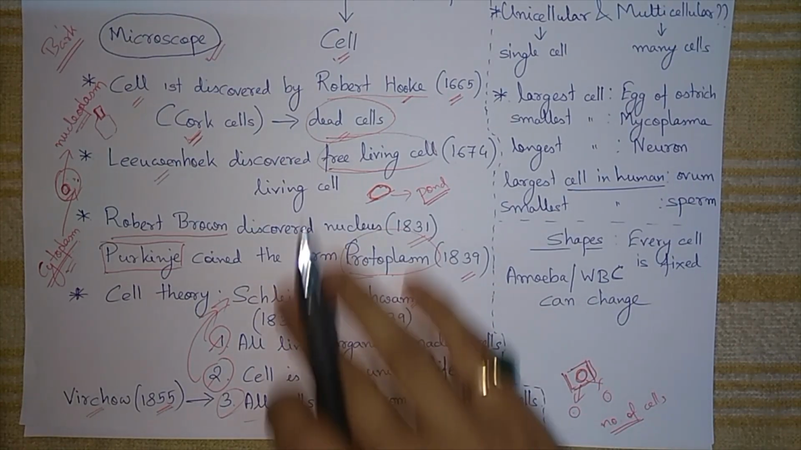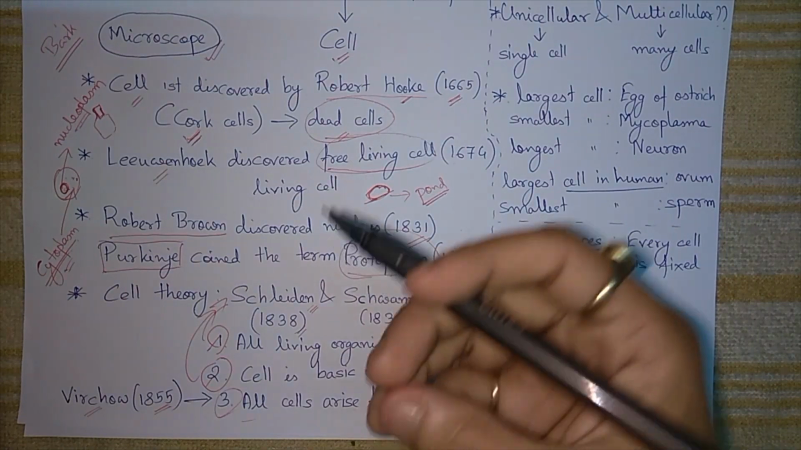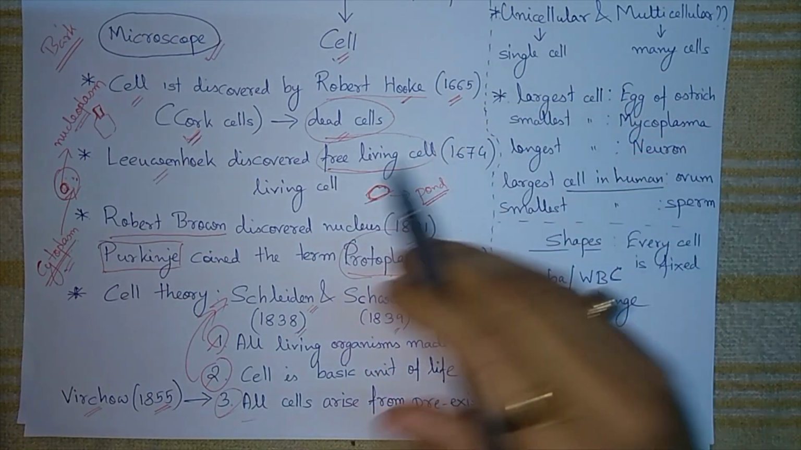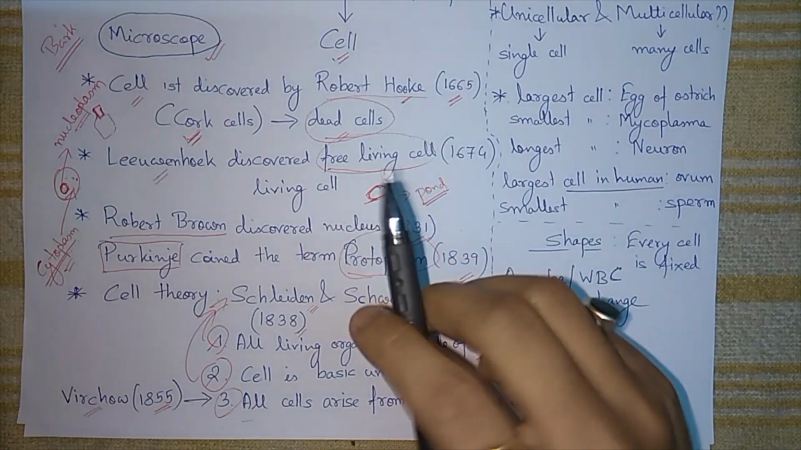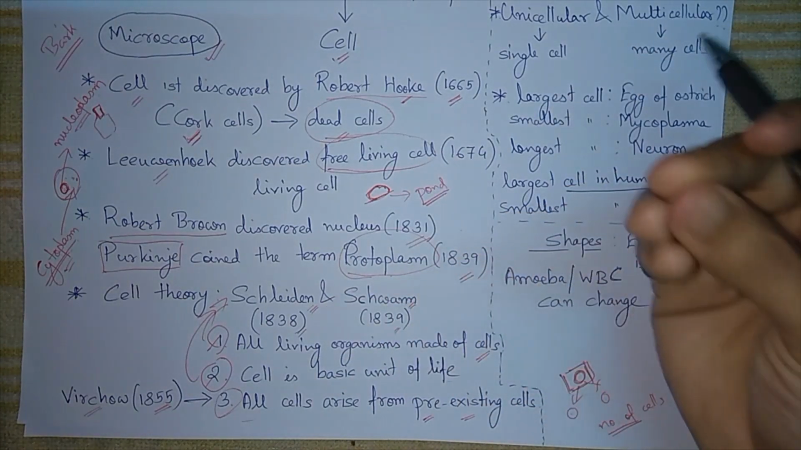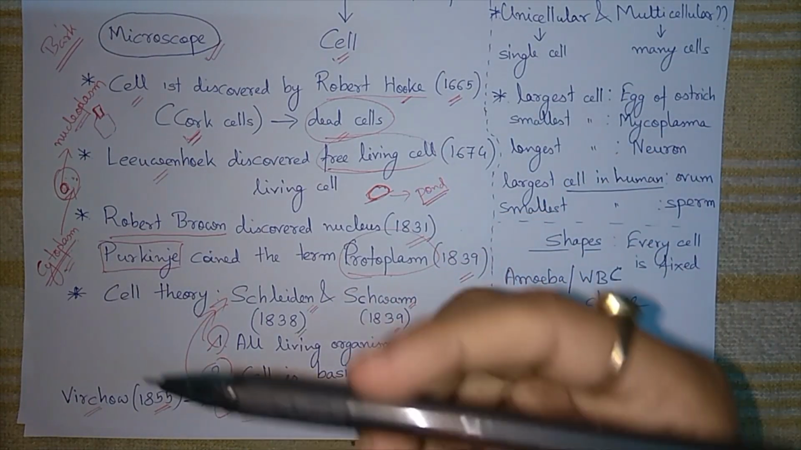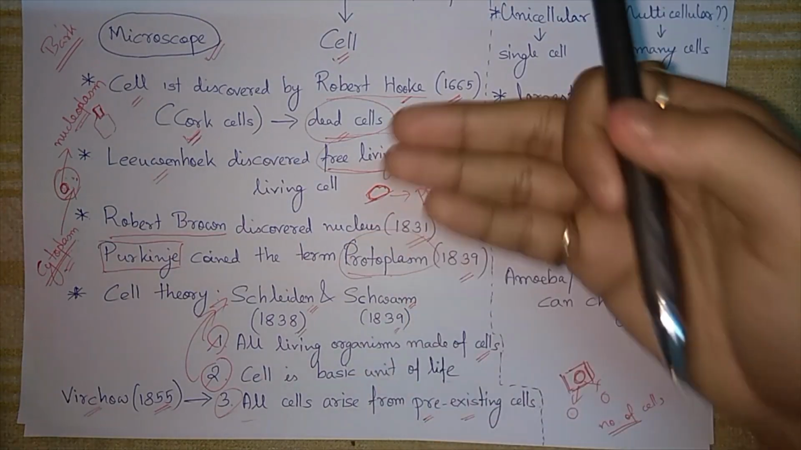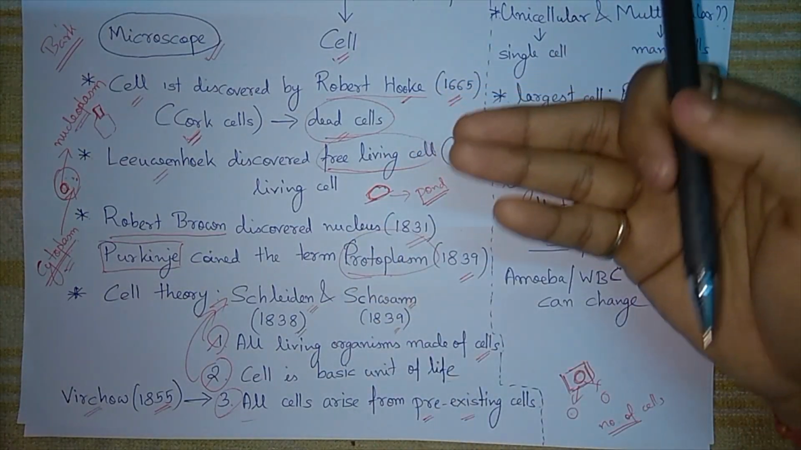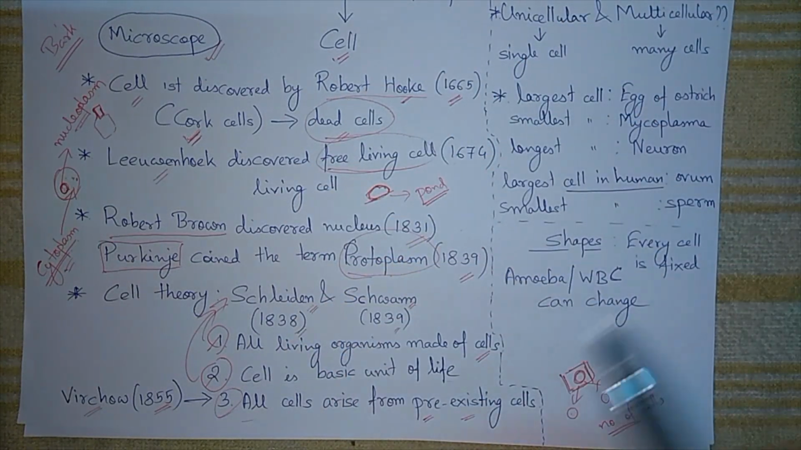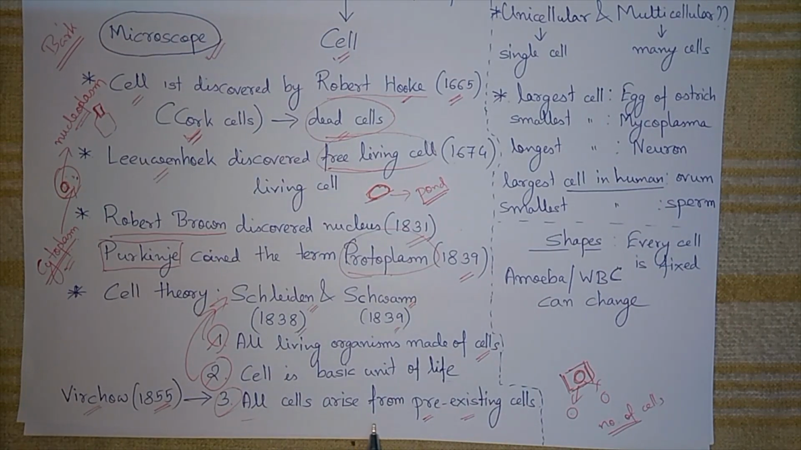It is not like this paper, which is non-living, from which you can get a living cell. This paper is non-living, so you cannot get a new cell from it. This was the concept. If you are getting a new cell, that means there were already some cells. So all cells arise from pre-existing cells, as given by Virchow in the year 1855. Together these 3 points are known as cell theory.